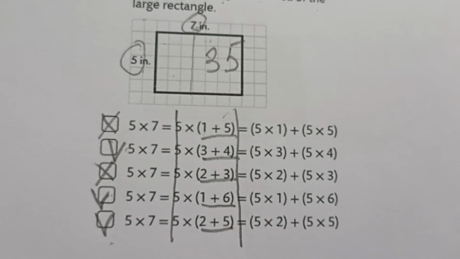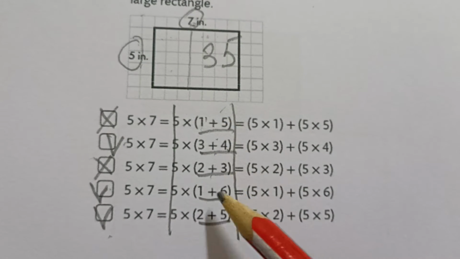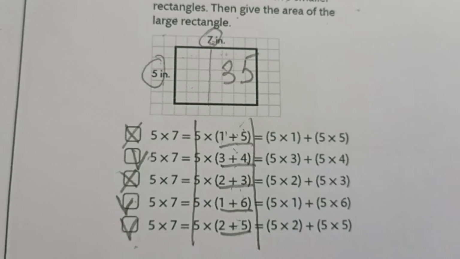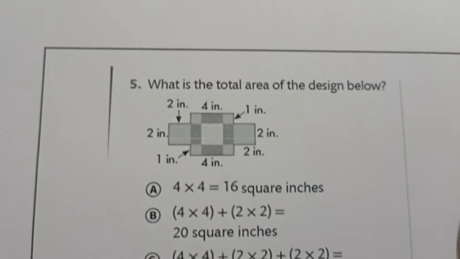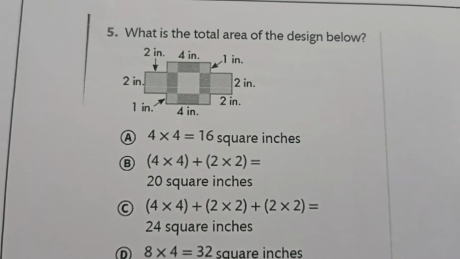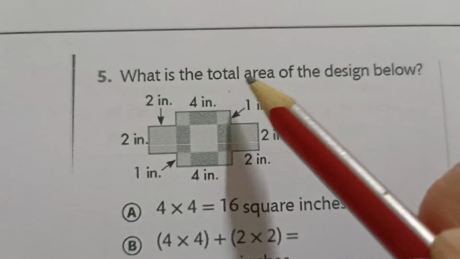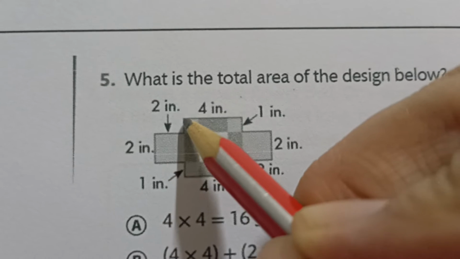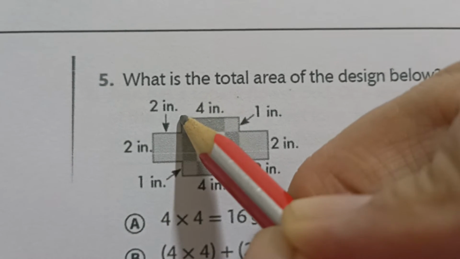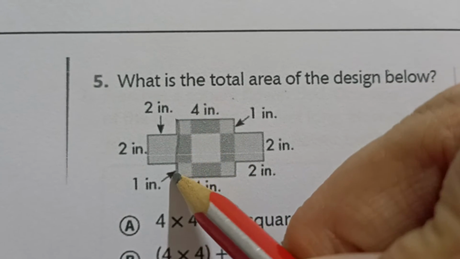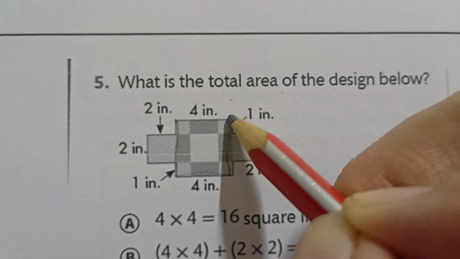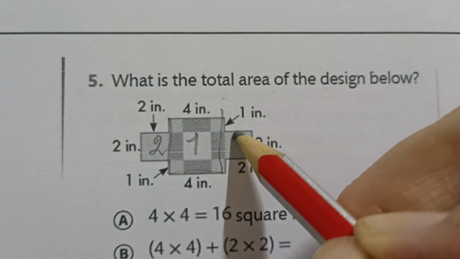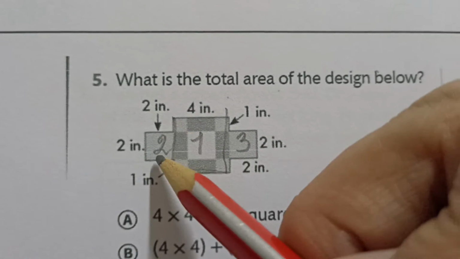You don't draw this. You just look which one can be broken apart into smaller ones. Next, number 5. What is the total area of the design below? First of all, you need to distinguish that here we have 3 squares. The first one is big. Number 1 is big. Number 2 is here. Number 3 is here.